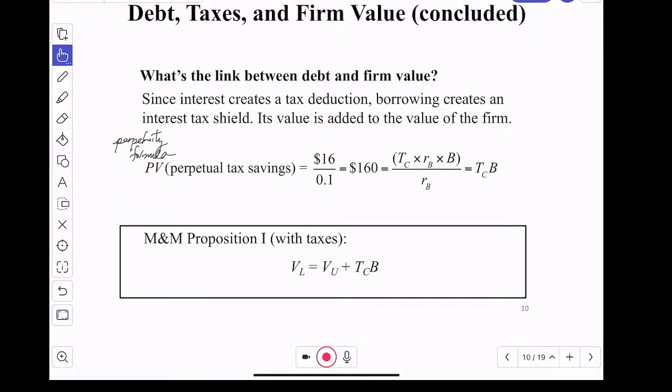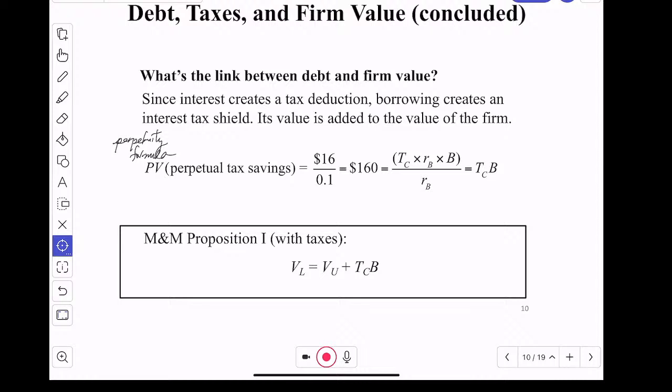So perpetually speaking, remember that value is the present value of future cash flows. So this is the future cash flow, the present value of future cash flows. This is the present value of perpetual tax savings. So this gets added to the value of the unlevered firm. So this is known as M&M Proposition 1 with taxes.